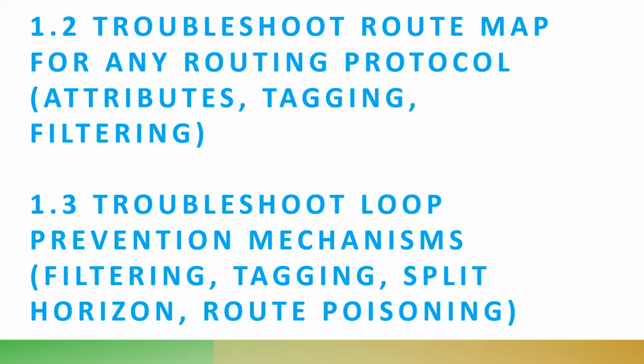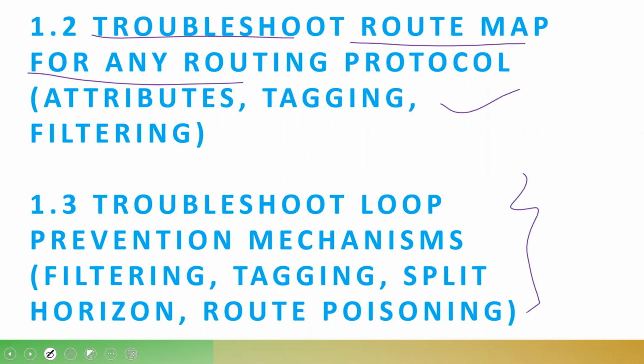In this section, I'm going to cover 1.2, that is troubleshooting route map for any routing protocol. First of all, we'll go and discuss the theory related to route map. And then in the next section, we'll go and perform the lab related to troubleshooting. So that's about 1.2. About 1.3, in the specific protocol, suppose if you go and study EIGRP, after this section, we have EIGRP after a few videos.